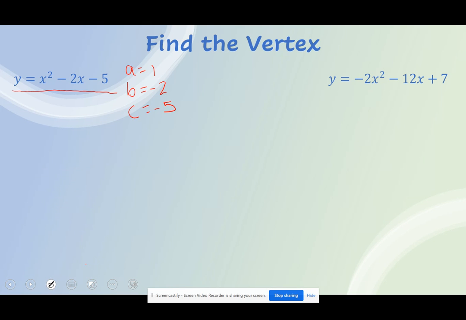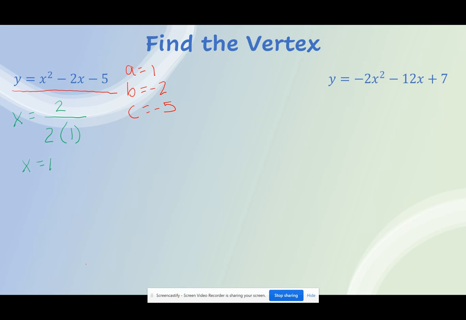So x equals negative b over 2a. You take the opposite sign of b, so b is negative 2, so we make it positive 2 over 2, and a is 1. So in this case, x just equals 2 divided by 2, which is 1.